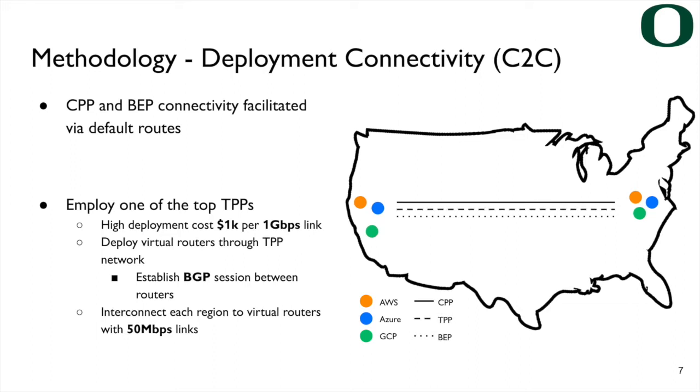For TPP connectivity, we limit our focus to one of the top third-party connectivity providers. This is mainly due to cost, to give you a sense of how expensive deployment within these third-party connectivity providers are. A single 1 gigabit per second link would cost about $1,000 per month. So by leveraging the backbone of one of the top third-party connectivity providers, we deploy virtual routers on both coasts, and we establish BGP sessions between these virtual routers and the border routers of cloud providers. So now we can have our own private network. And we interconnect each of these regions to these virtual routers using 50 megabit per second links.